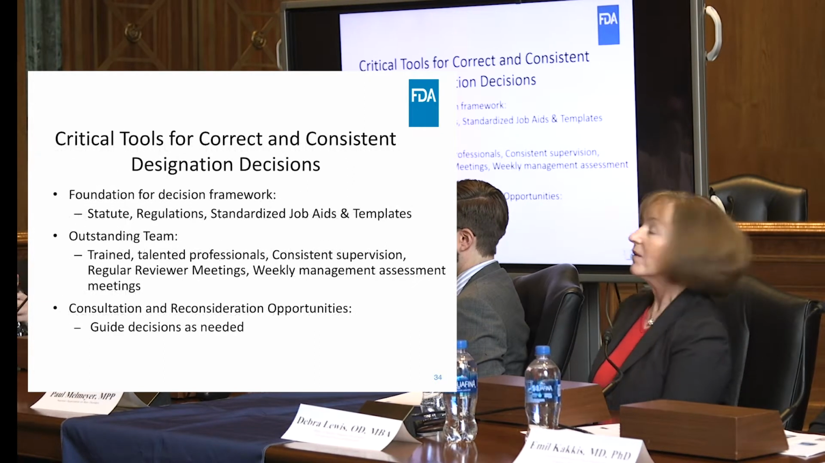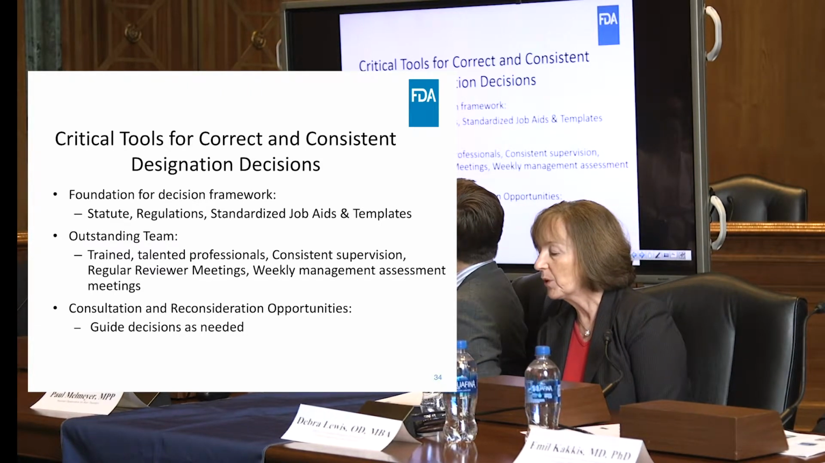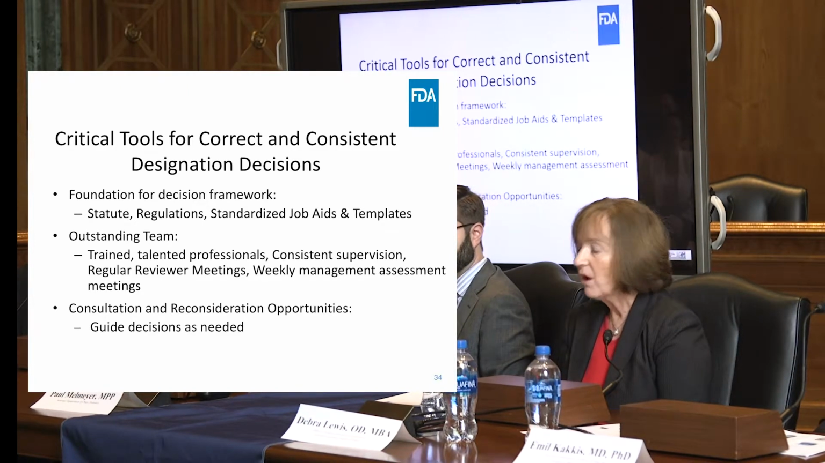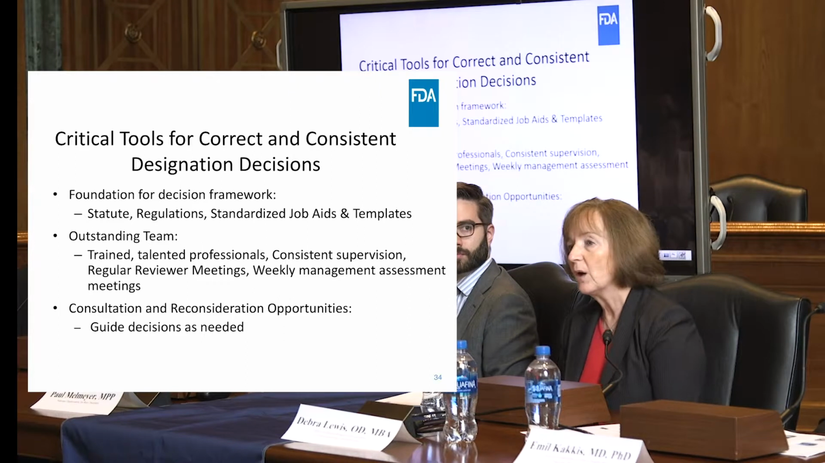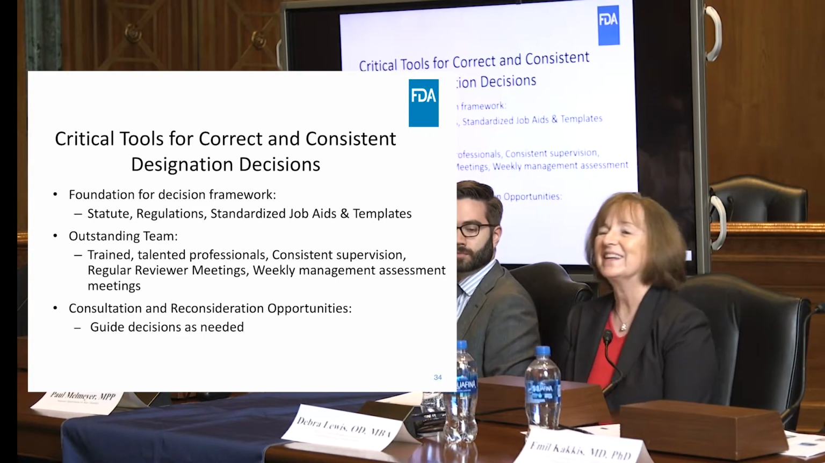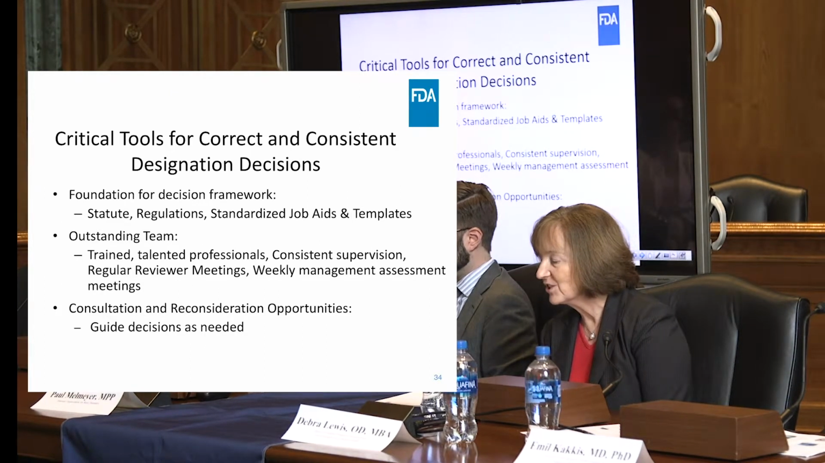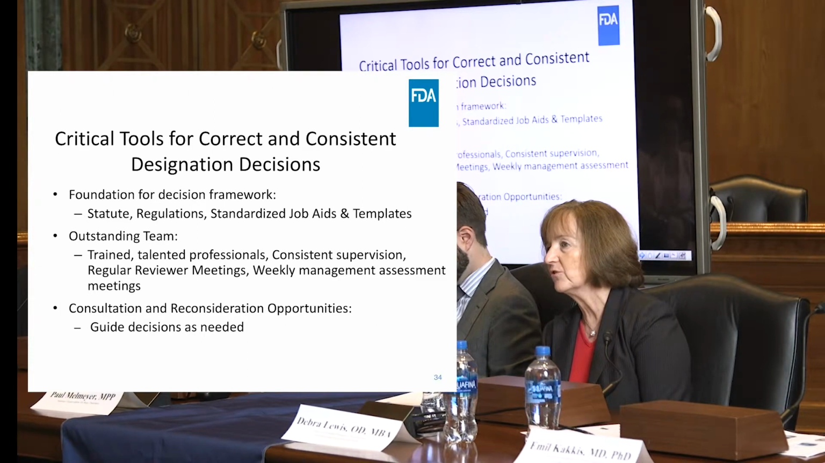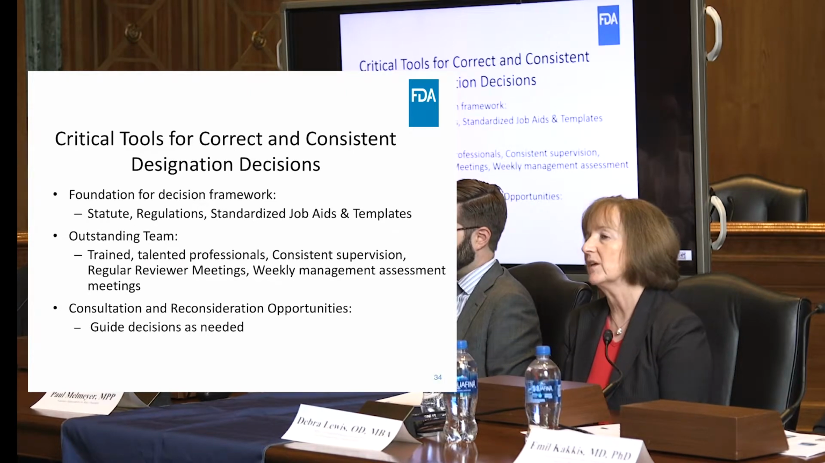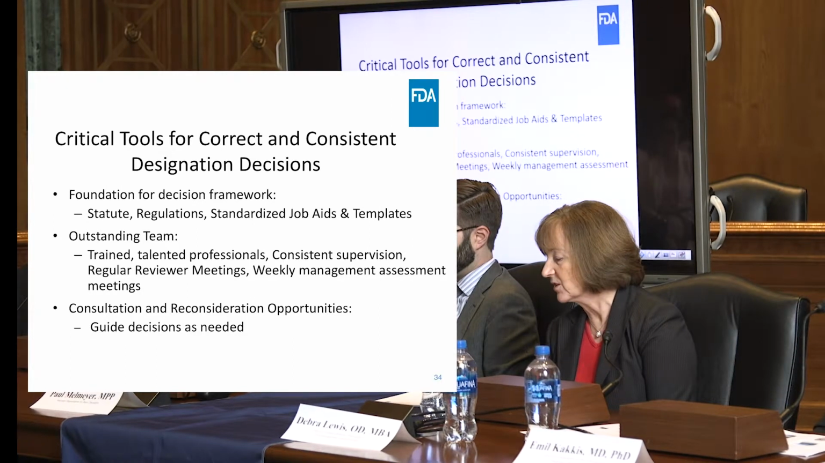So there's one other thing I want to mention, that there are some critical tools that we think are important for consistent and correct decisions. We need that foundation: the law, the regulations, our standard job aids and templates that help us make consistent and correct decisions. We need an outstanding team to do that, so we have talented and well-trained professionals to carry this out with supervision, with regular meetings of the reviewers and with the management. And so that outstanding team aspect is critical to us.